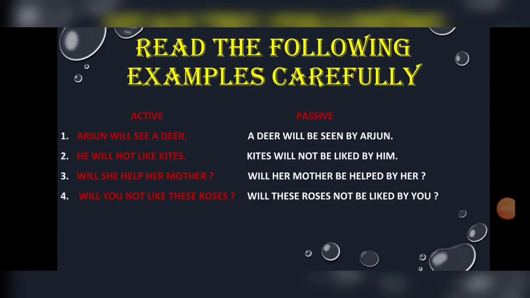Now read the following examples carefully. Arjun will see a deer. A deer will be seen by Arjun. He will not like kites. Kites will not be liked by him. Will she help her mother? Will her mother be helped by her? And the last is, will you not like these roses? Will these roses not be liked by you?